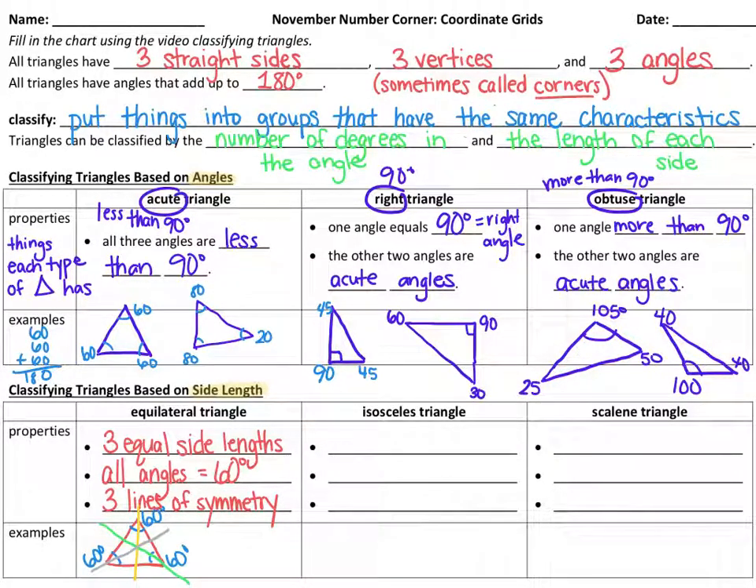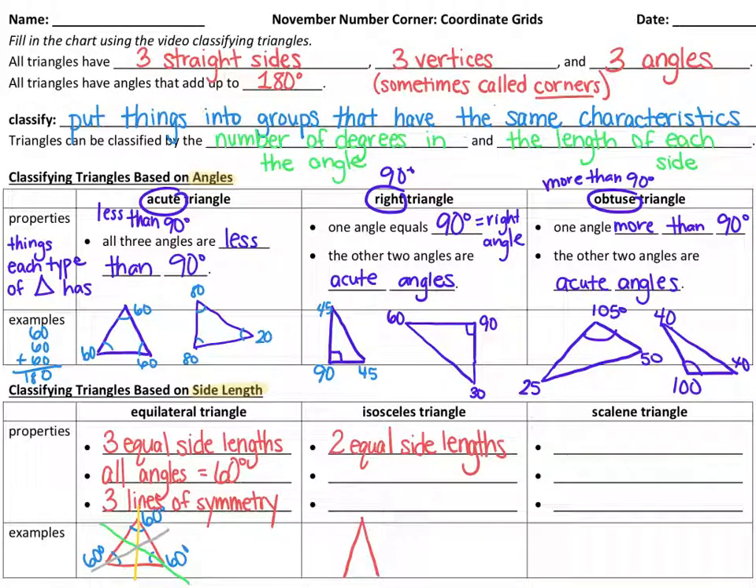Now we will move on to isosceles triangles. Isosceles triangles. An isosceles triangle only has 2 sides that are the same length. It has 2 equal side lengths. So look at my picture. 2 of these sides are going to be the exact same length. And I drew them in the same color.